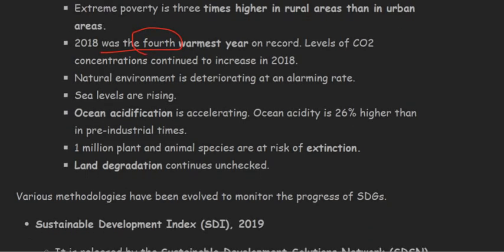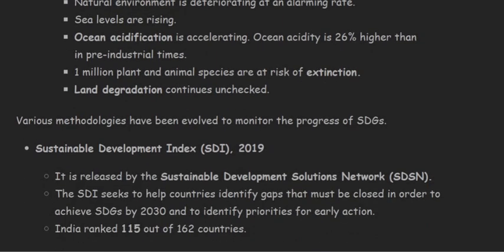Natural environment is deteriorating at an alarming rate. Sea levels are rising. Ocean acidification is accelerating. Ocean acidity is 26% higher than in pre-industrial times. 1 million plant and animal species are at risk of extinction. Land degradation continues unchecked.